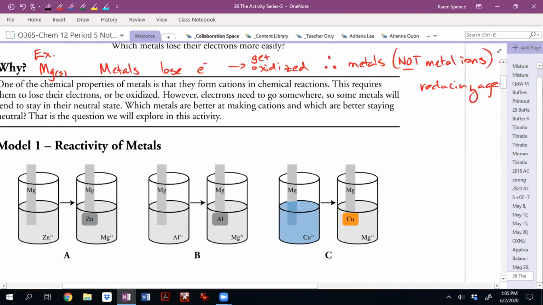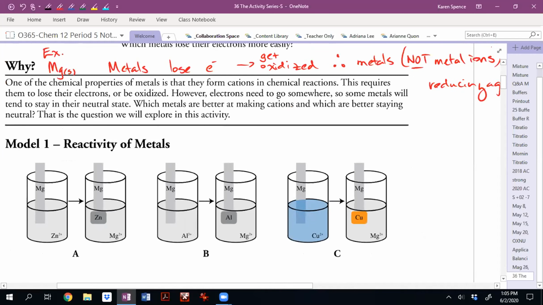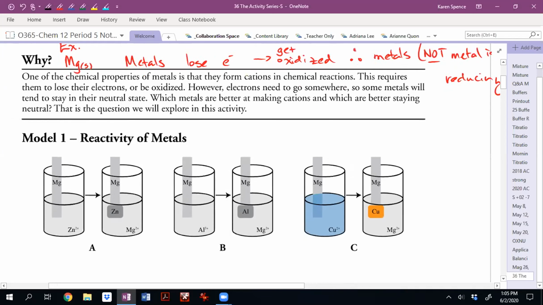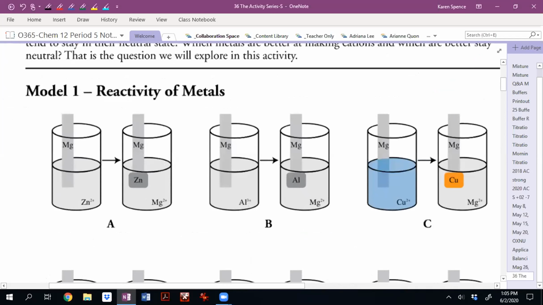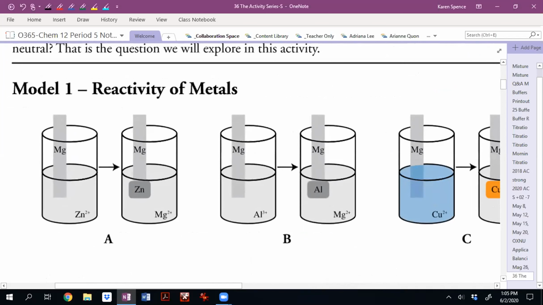And so the electrons from the things that are being oxidized, those metals, they need to go somewhere. And so some metals will tend to stay in their neutral state. And we're going to figure out which metals are better at making cations and which ones are better at staying neutral. So who likes grabbing electrons more? So we have, in model 1, we have some metals here.